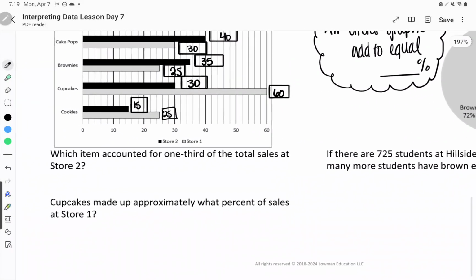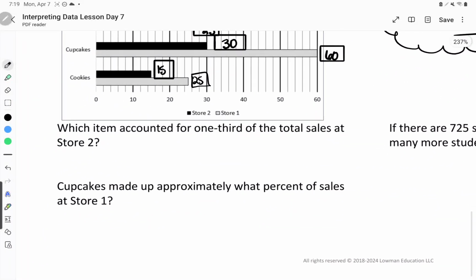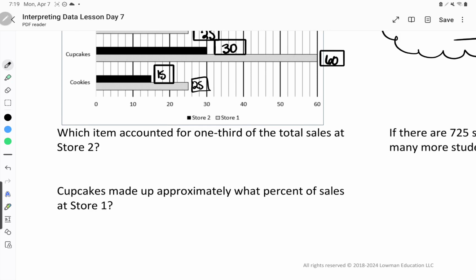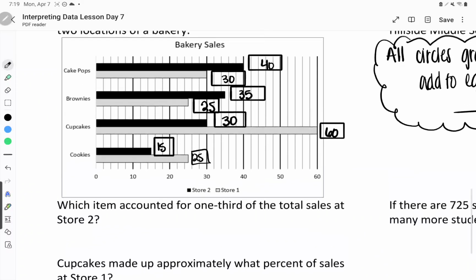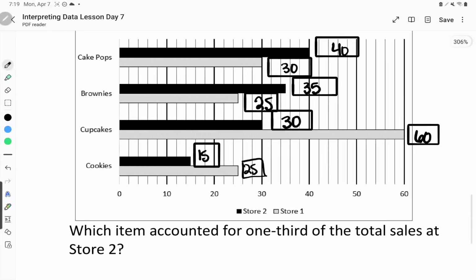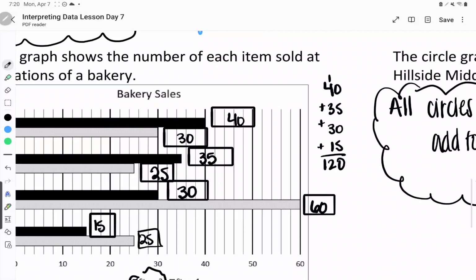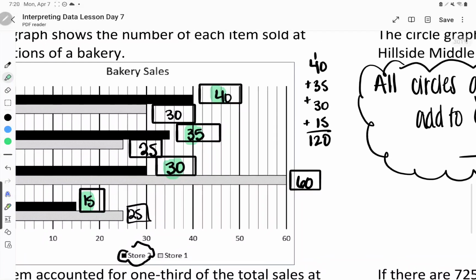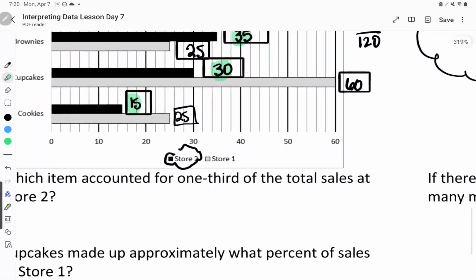So it says which item accounted for 1/3 of the sales at store 2. So I need to go ahead and add up everything that was sold at store 2. That's my first step. So remember, store 2 is the black, and what is your total for store 2? If you add all of the black bars together, you would have added 40 plus 35 plus 30 plus 15, and you would have found that the total is 120.